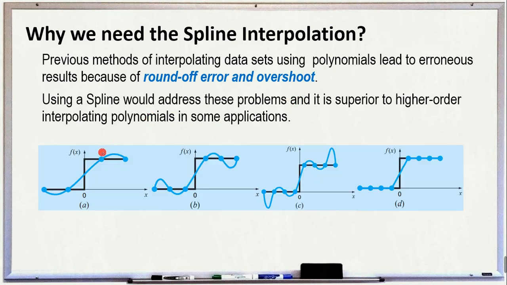Say for example, if this is our f of x, which is a step function, this will be the spline polynomial that estimates this given function. Now, if we increase the degree of our spline, it will look like this until such time it will follow the behavior of our step function. So it eliminates this overshoot right here.